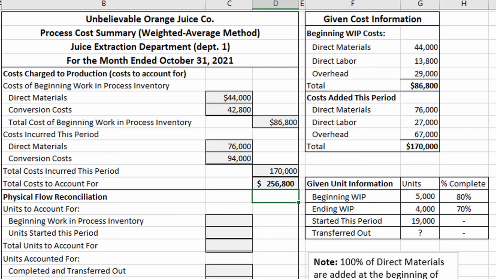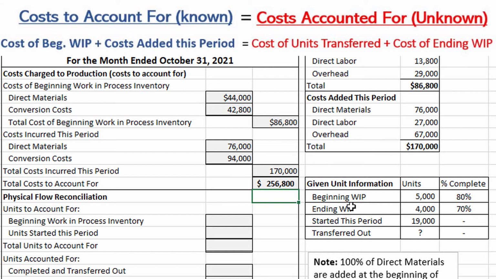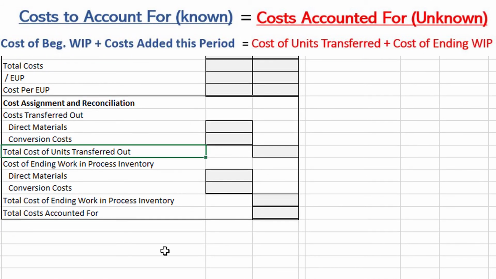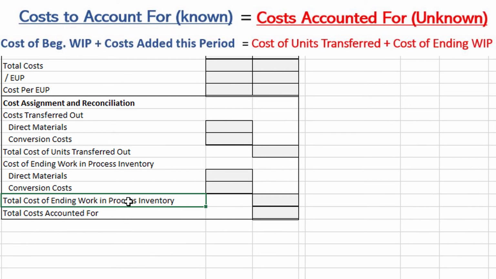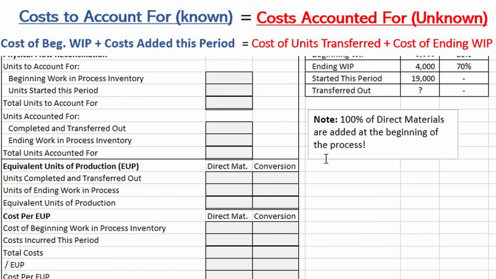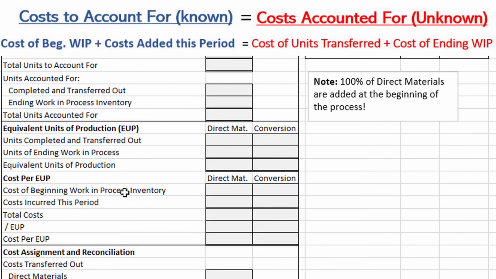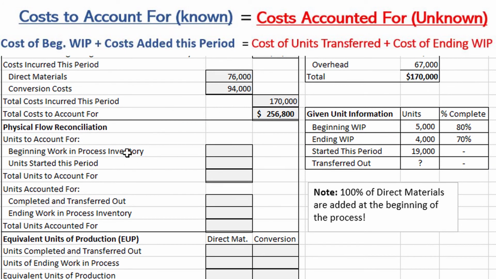I want to remind you that the purpose of this form is to take the total costs to account for, the known costs, which are $256,800, and assign them to the costs accounted for, the unknown costs that we must assign. And those are equal to the cost of units transferred out, and then the cost of ending work in process inventory. So this $256,800 is going to have to be split between the transferred out units and the ending work in process. But we have a few more steps to do before we get there, including the equivalent units calculation as well as the physical flow reconciliation.